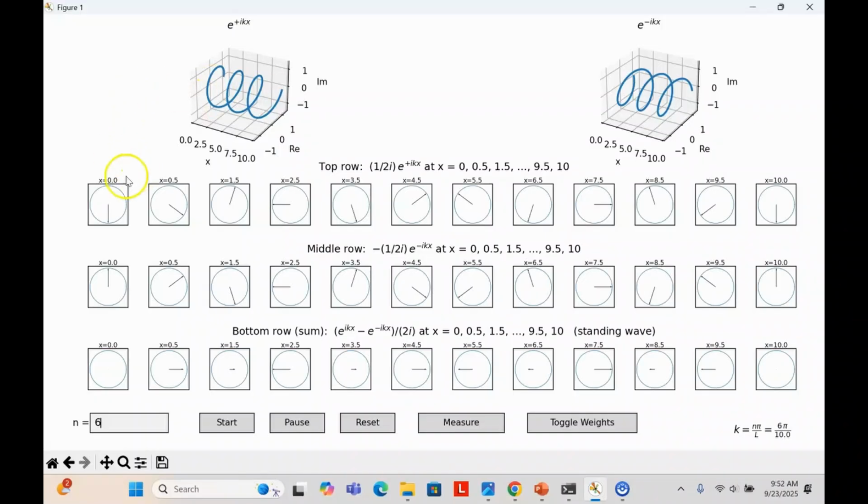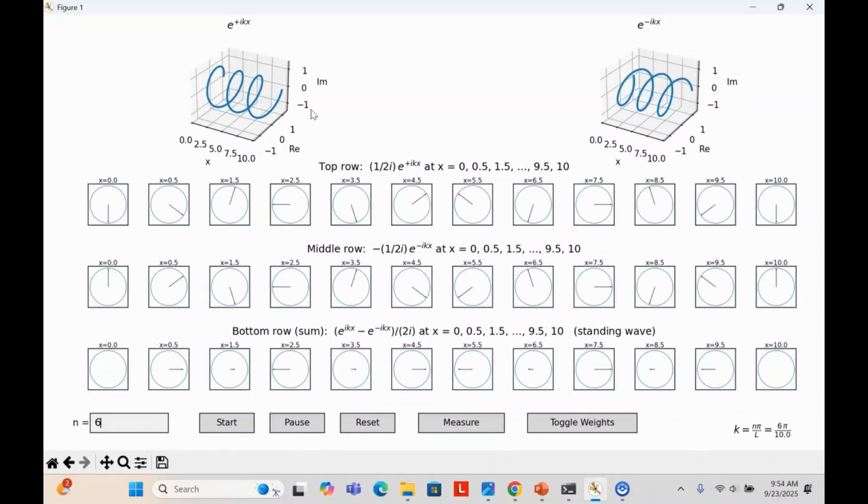X equals 0, which corresponds to the complex number at this point. X equals 0.5, 1.5, 2.5, 3.5, all the way up to x equals 10, at this location here. Each little circle represents the wave function at one position in space. The arrow inside the circle is a complex number. This is the imaginary axis, this is the real axis, and this is the x-axis. The direction of the arrow shows the phase, and the length of the arrow shows the magnitude of the wave at that point.